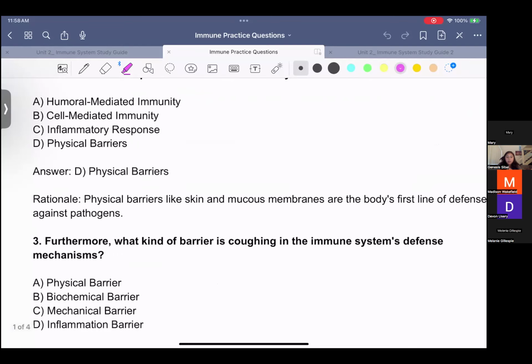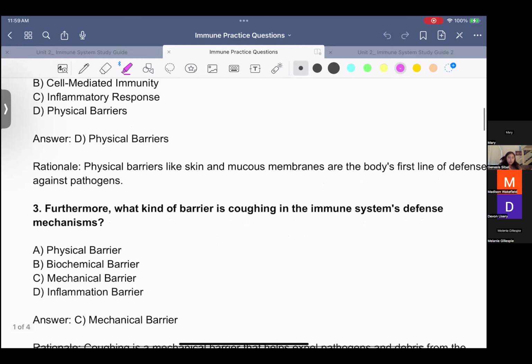Furthermore, what kind of barrier is coughing in the immune system's defense mechanism? Coughing is a physical, biochemical, mechanical, or inflammation barrier. So which one would it be? Right, perfect. With this one, it's going to be C.